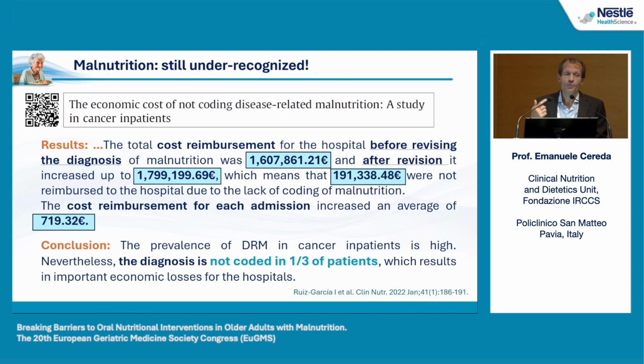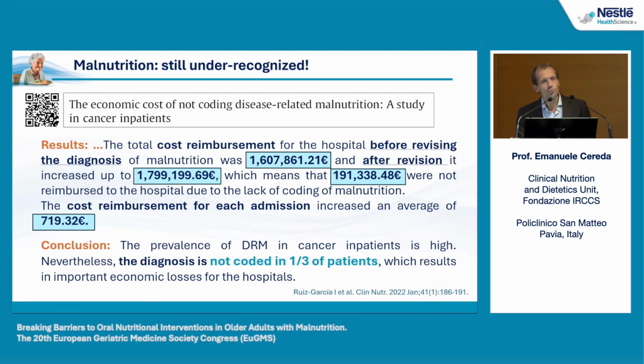One of the major problems is the fact that malnutrition is undercoded. So again, we are still underestimating the problem, and only coding malnutrition at discharge can bring money to the hospital. So this is an important issue, because if we talk with our general manager, the resource allocator, in a hospital setting, they are also health economists, they are dealing with costs, because hospitals are industries, producing money.